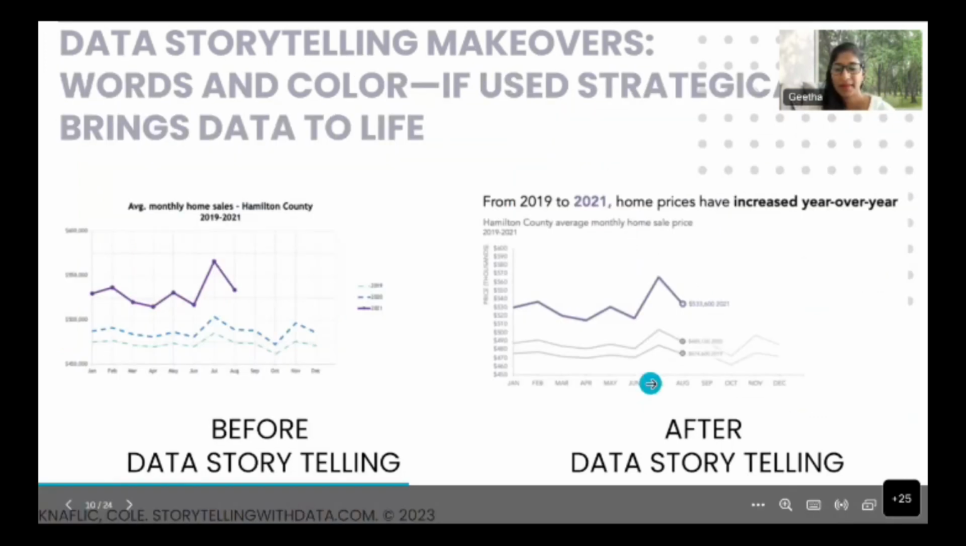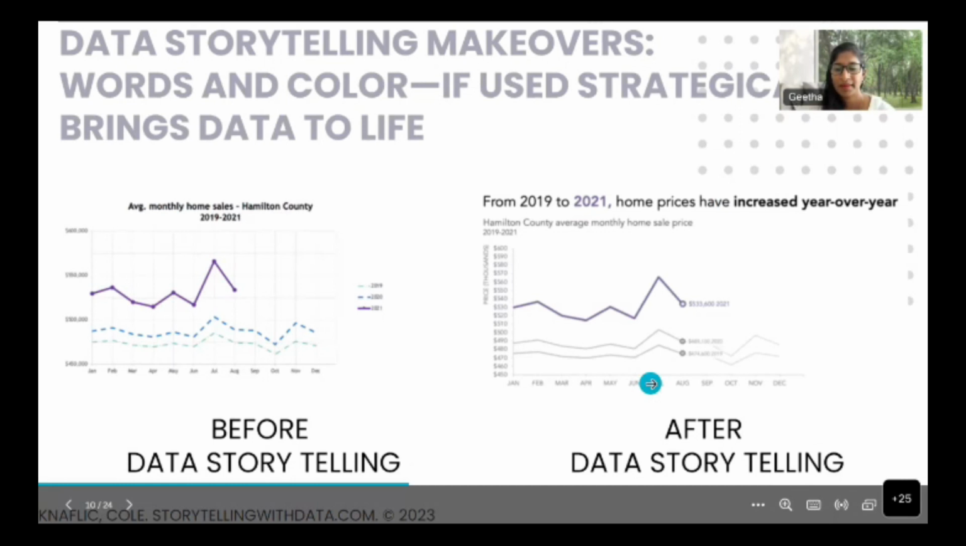So the next type of storytelling makeover that you can consider, how can you make over? What are the exact steps to make over? It is using words, the copywriting on your slide. Copywriting used to be a word associated with designers, graphic designers, user experience designers, customer experience managers, right? But today in the analytical field, we use it as well.